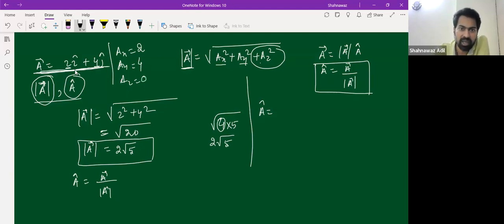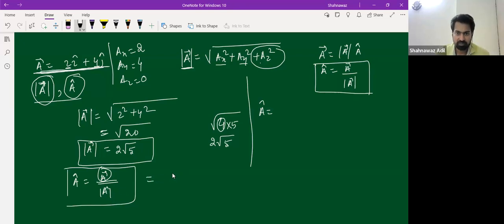Now we can calculate the magnitude of this vector. This would be ax square, ay square, and this is 0. As Akib told us, this would give us root 20, which is 2 root 5. And what would be the direction? The direction would be the vector divided by this magnitude, right, Nabila? So how much would that be? 2i cap plus 4j cap whole divided by 2 root 5.